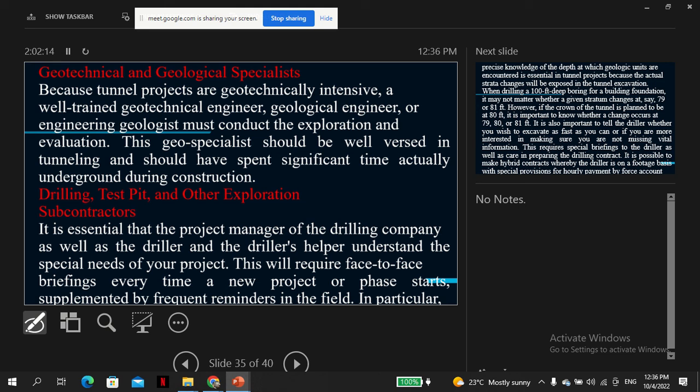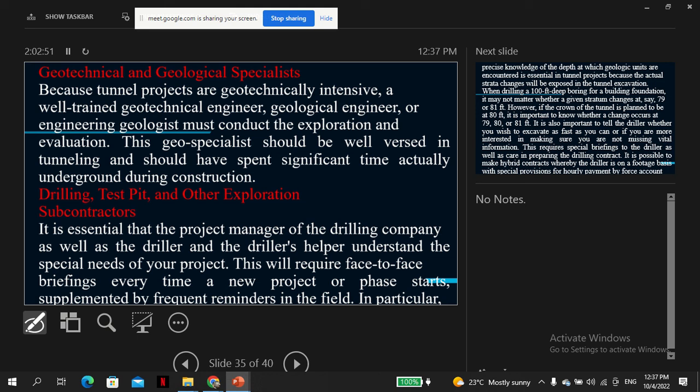Now, the geotechnical and geological specialists. Because tunnel projects are geotechnically intensive, a well-trained geotechnical engineer, geological engineer, or geoengineering geologist must conduct the exploration and evaluation. This geospecialist should be well versed in tunneling and should have spent significant time actually underground during construction. Drilling, tests, pits, and other exploration subcontractors: it is essential that the project manager of the drilling company, as well as the driller and driller's helper, understand the special needs of your project.